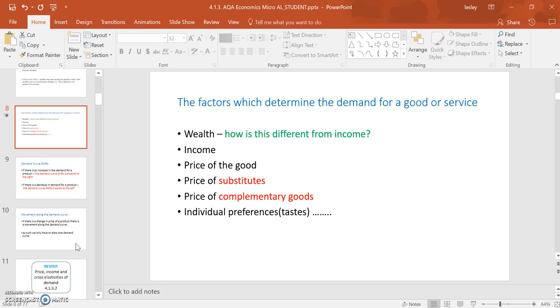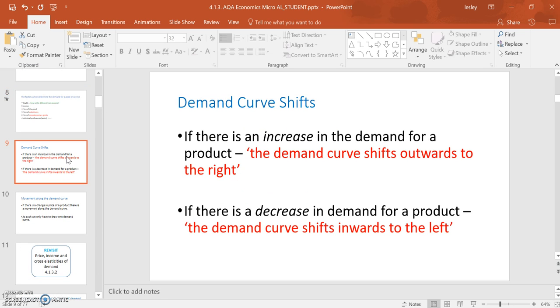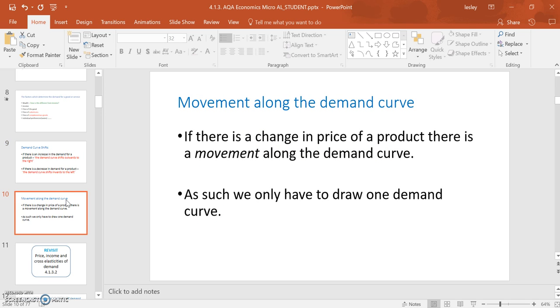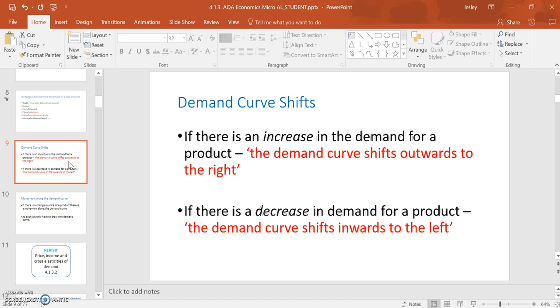Other things to remember about demand is the actual curve itself, and the curve can shift, or there could be movement along the demand curve. And essentially, movement along the demand curve occurs if there is a change in the price. Everything else is pretty much going to lead to a shift.